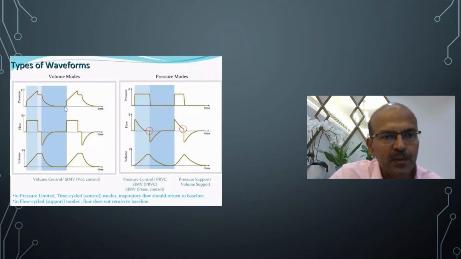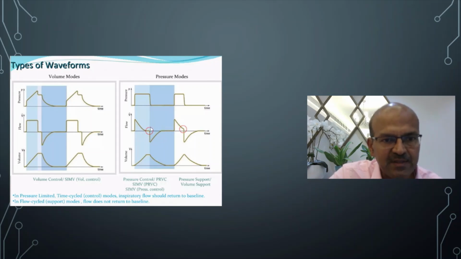So we have a different pattern in volume mode, as we discussed, a square waveform versus in pressure mode. In volume modes, we have the pressure scalar as having a triangular appearance, while the pressure scalar in the pressure mode is square. The flow is square for the volume mode, and it is ramped or triangular in the pressure mode.